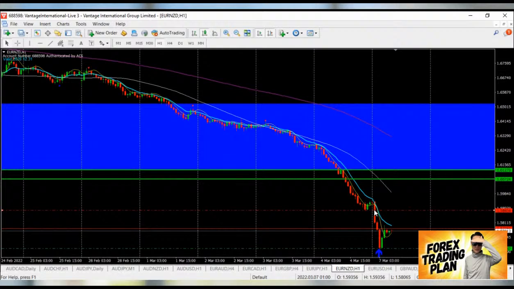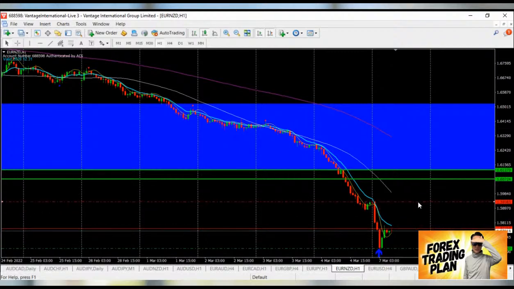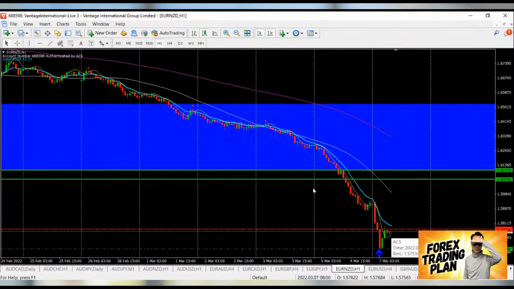So probably today Euro Kiwi, if it doesn't start selling here, that means it's going to start selling up here. So these two areas. If you can grab some profit here, other than that, stay put. If it starts reversing and breaks this resistance, that means it's moving up to this resistance as well. So currently I will say that we can still pay attention to this resistance over here.